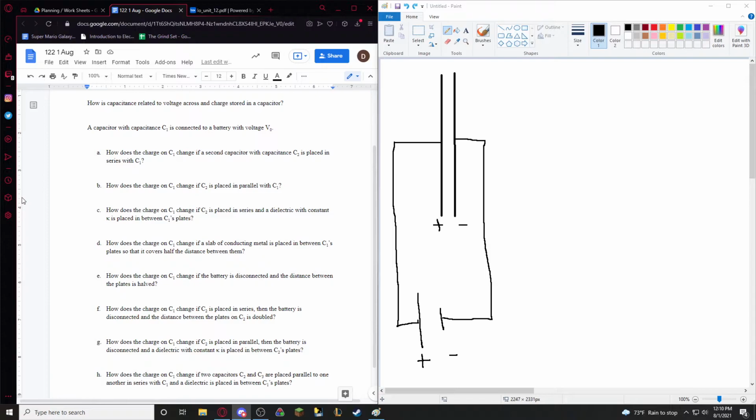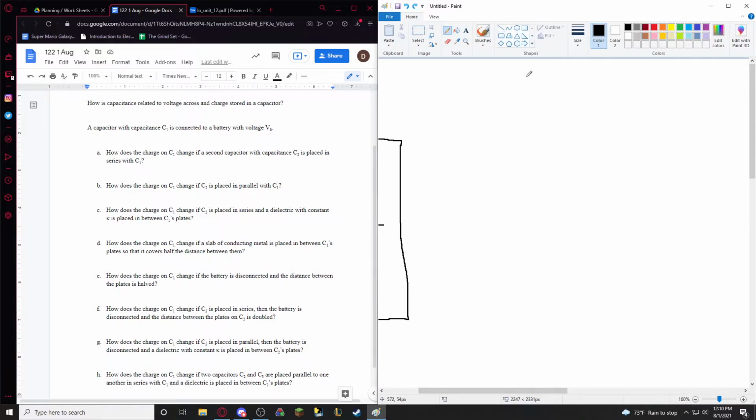So we're just going to have a capacitor, capacitance C1. We're going to hook it up to a battery with voltage V0, sort of like this. Let me draw it smaller because we're going to have a bunch of these drawings.